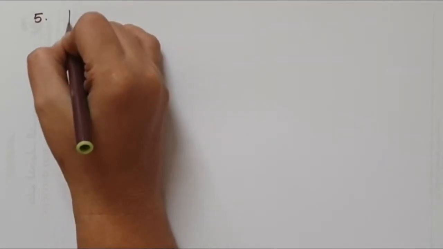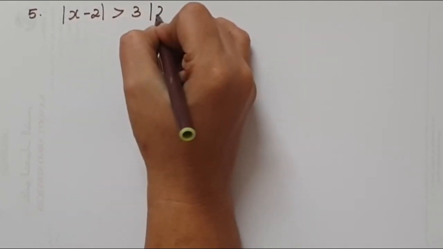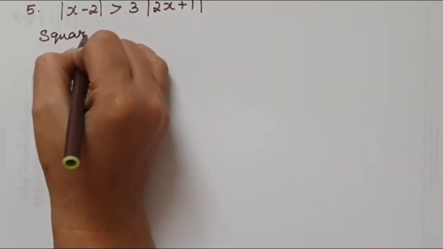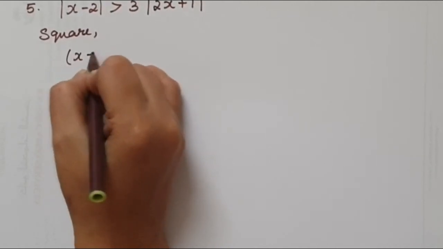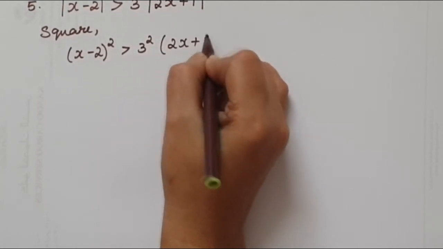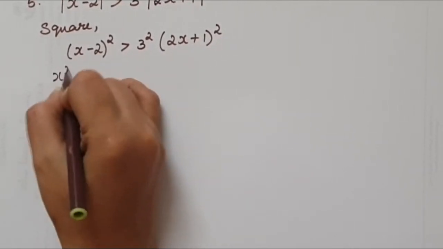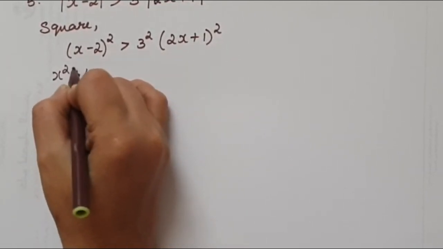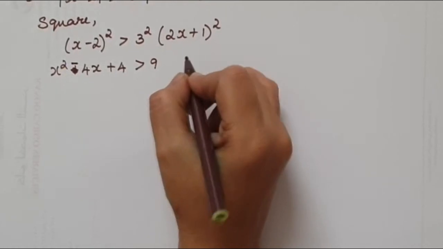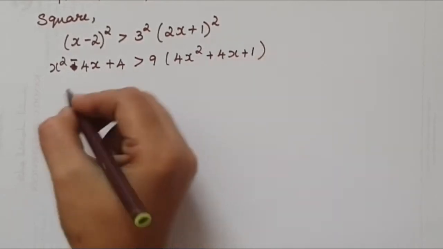We have absolute values on both sides. That is, modulus x minus 2 is greater than 3 into modulus 2x plus 1. In this case, we square on both sides. You get x minus 2 the whole squared is greater than 3 squared into 2x plus 1 the whole squared. So it gives us x squared minus 4x plus 4 is greater than 9 into 4x squared plus 4x plus 1.